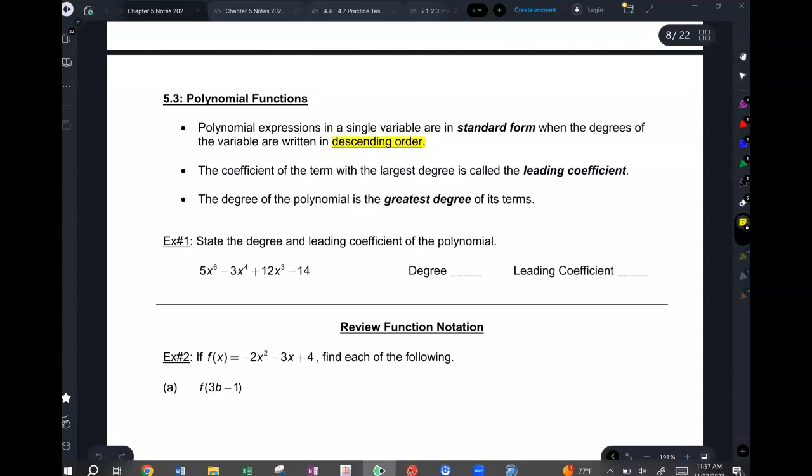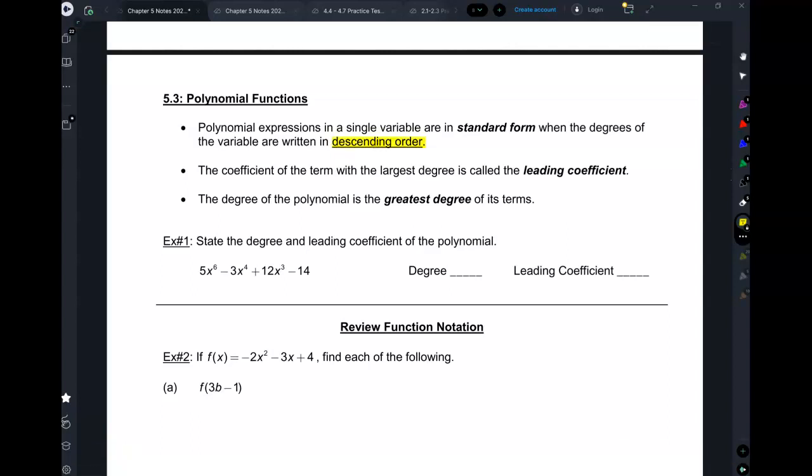And remember, a polynomial function basically is one where the variables have exponents that are integers, 0 or above. The coefficient of the term with the largest degree is called the leading coefficient. The degree of the polynomial is basically the greatest degree of its terms. So, take a look here. We have this polynomial expression. We want the degree. That's the highest exponent, which is 6. And the leading coefficient is the coefficient of that term, which is a 5.